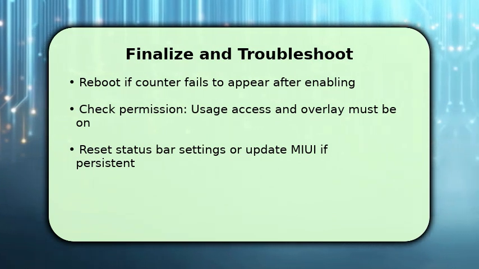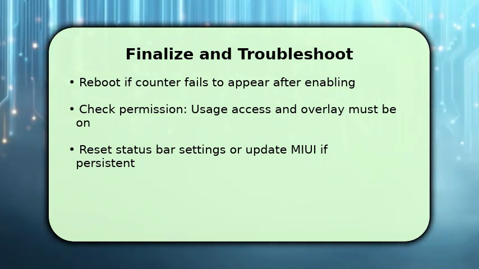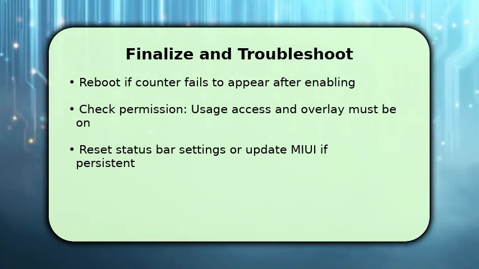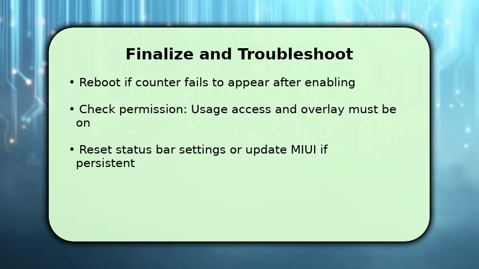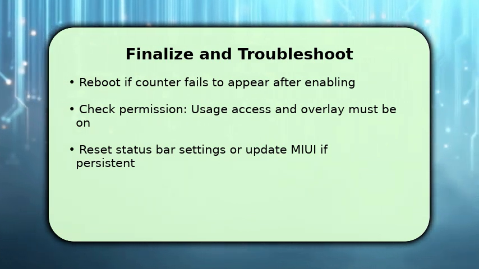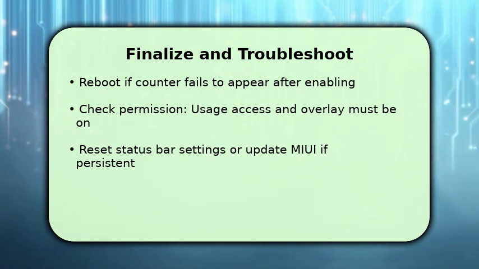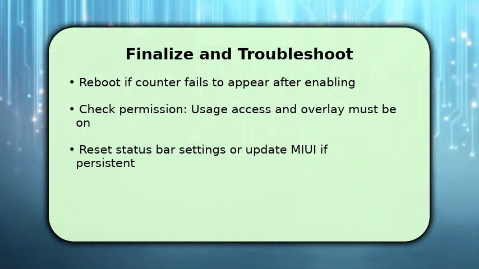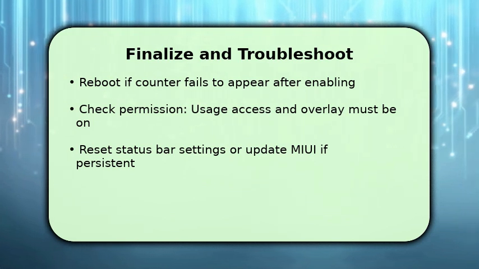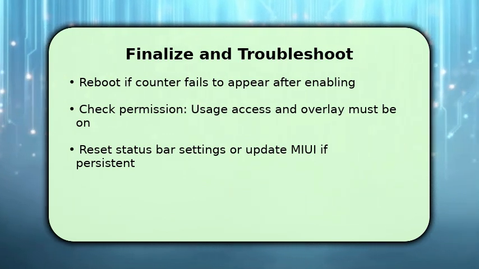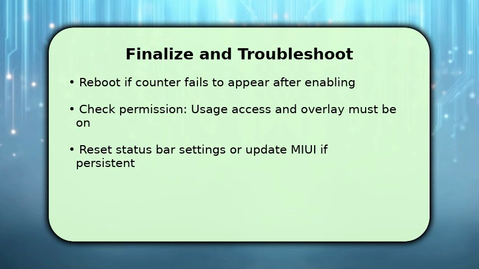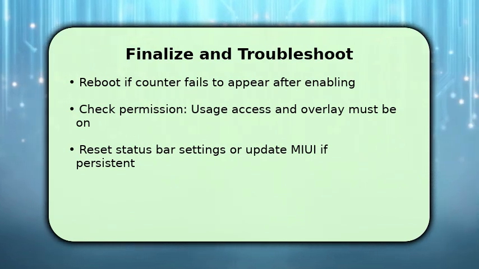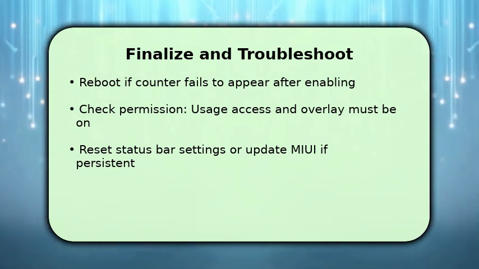If it does not show, reboot the device first. Many MIUI toggles need a restart. Next, confirm usage access and overlay permissions for the system and any related apps. Without both, the counter won't read traffic. If problems persist, reset status bar settings or check for MIUI updates, because firmware bugs sometimes block the only built-in display method.